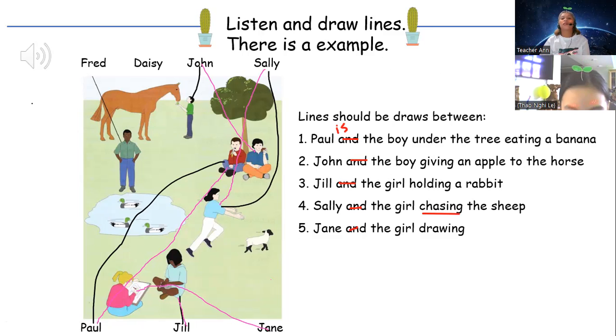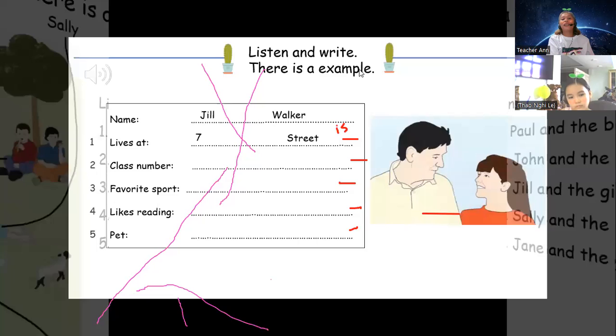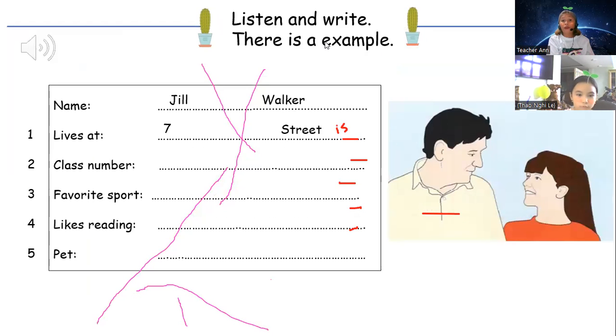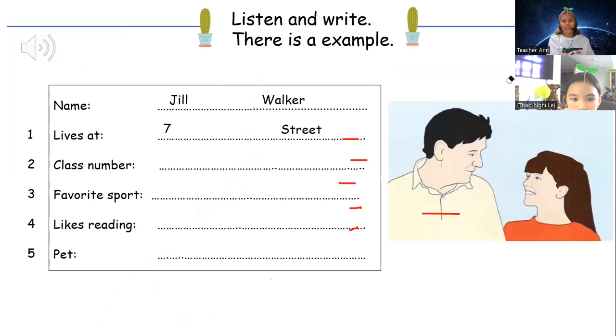But Jane is the girl drawing. Okay, Jane is the girl drawing. Very good. Perfect score, Nira. Good job. Okay, next one. Let's move to the next. Oh, you listen carefully. Okay, please listen.